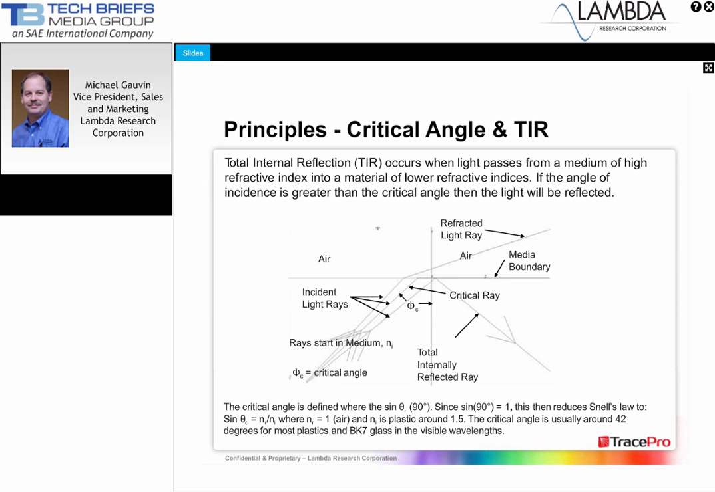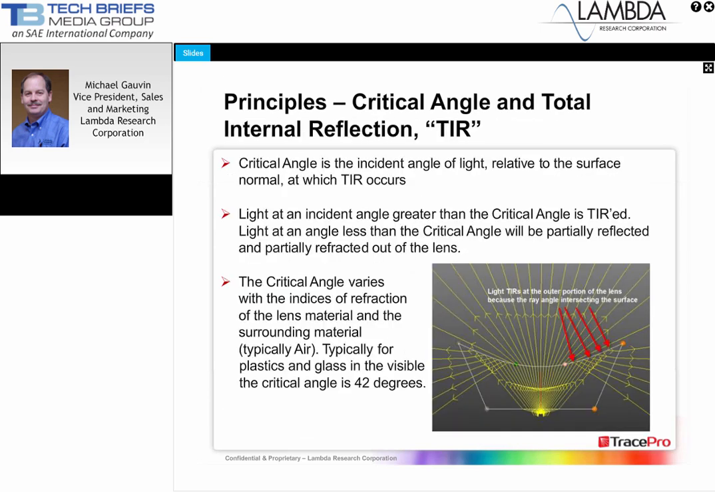If it's less, it's going to go through. And so the critical angle for plastic or glass, where the index of refraction is around 1.5, is usually around 42 degrees for most plastics and for the most common glass, which is BK7. So in this case, we see that if we can keep everything hitting a surface at greater than 42 degrees, we're going to be able to keep all that light, 100% of it.